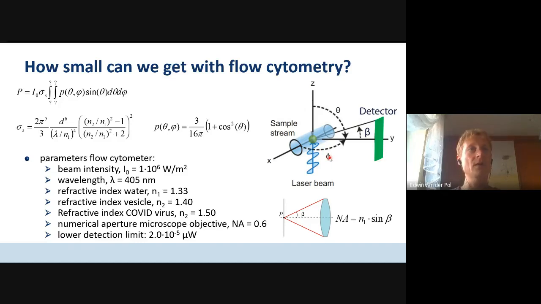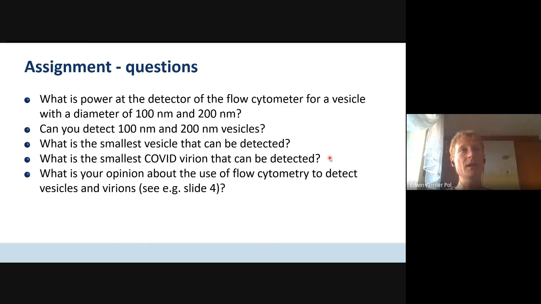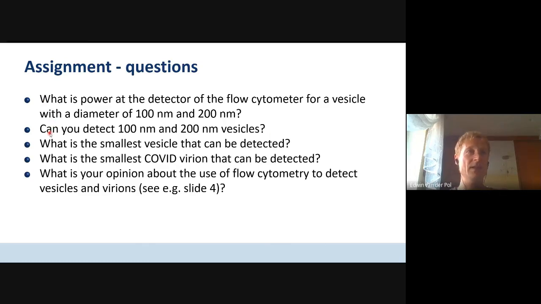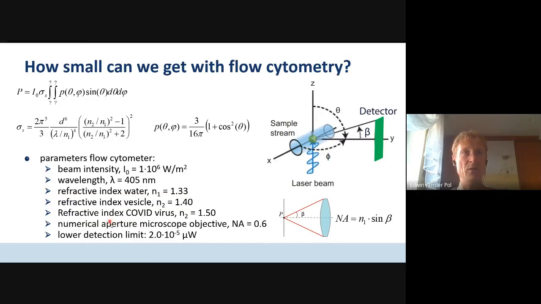The questions are as follows. First question, what is the power at the detector of the flow cytometer for a vesicle with a diameter of 100 nanometer and 200 nanometer? For that you can solve these equations with these properties. And the most important thing is to define the right boundaries of these integrals. Then the question, can you detect 100 nanometer and 200 nanometer vesicles? Now, in order to judge whether you can detect those or not, you have to compare the collected signal intensities to the lower detection limit.